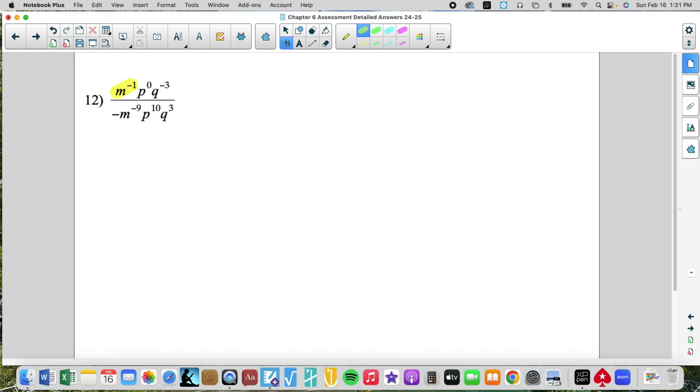This time there are no coefficients that we need to look at. All right, Mr. Mack almost made a mistake. We do have a coefficient. That negative is outside. And then we have the m to the -1, m to the -9th. We have p to the 0, p to the 10th. You have q to the -3, q to the 3rd. So we can do this.